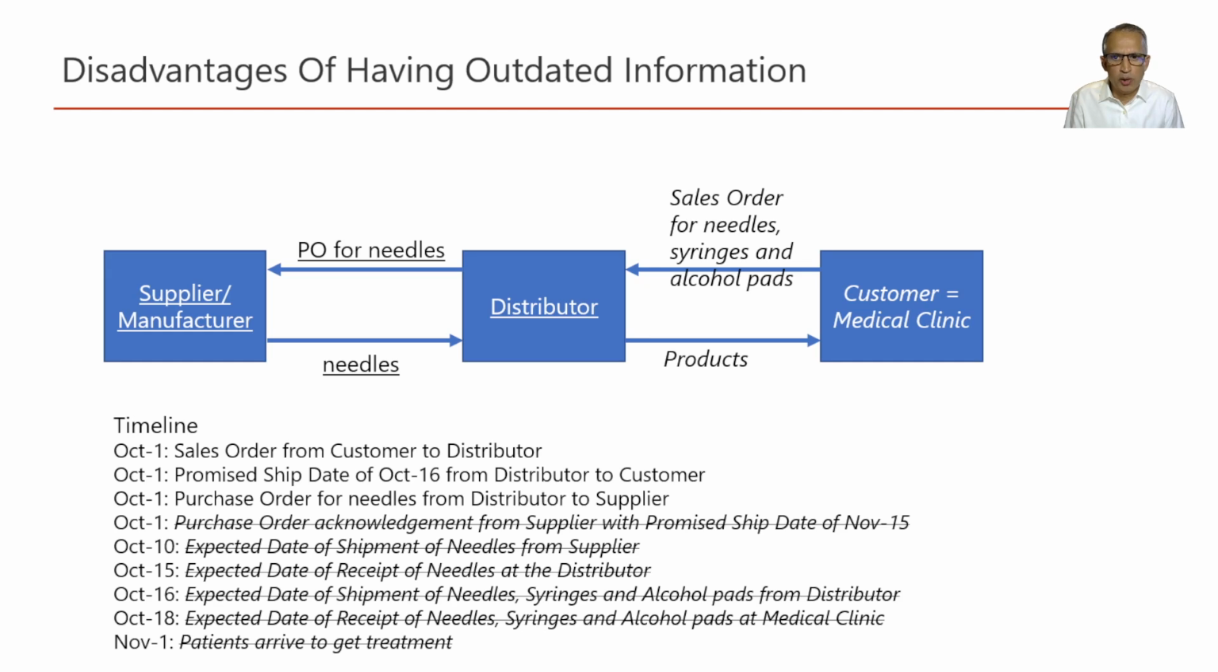So we place an order with the manufacturer. In the past, the manufacturer has delivered this product within 2 weeks. So we tell our customer that the products will be shipped on October 16th in this instance from the distributor site and will arrive on October 18th at the clinic. Based on this information, the clinic schedules patients to arrive starting November 1st.